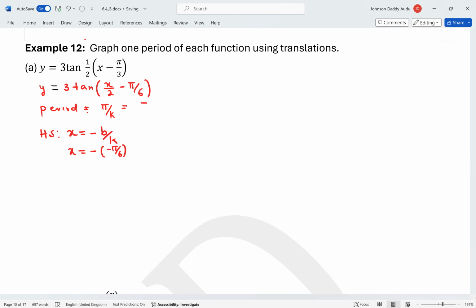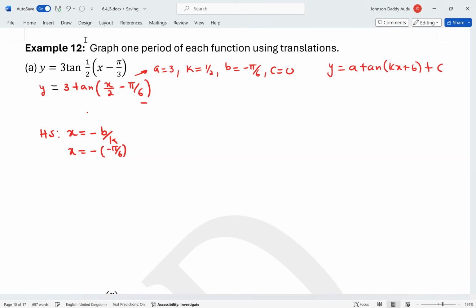K is 1 over 2, so the period is going to change. So let's put things in. A is 3. K is half. B is minus pi over 6. And C is 0. Okay, because we are comparing it with y equals a tan kx plus b plus c. All right, so the period, remember, is pi over k.